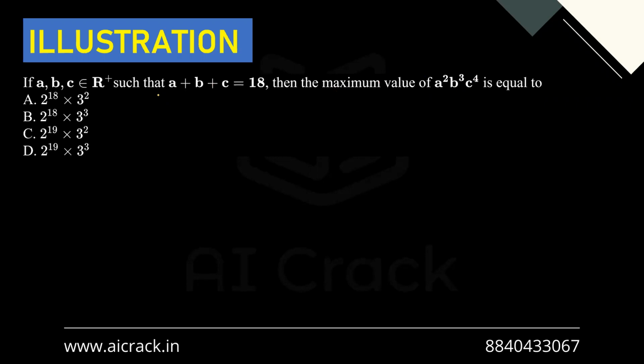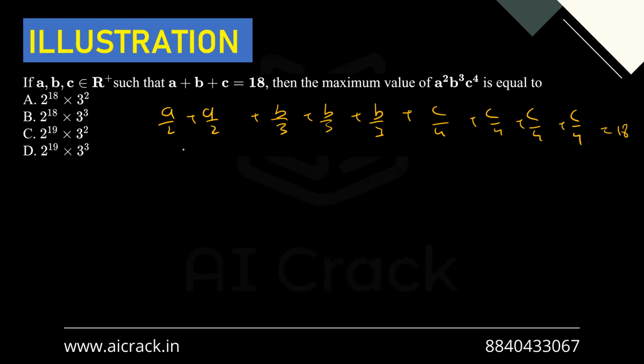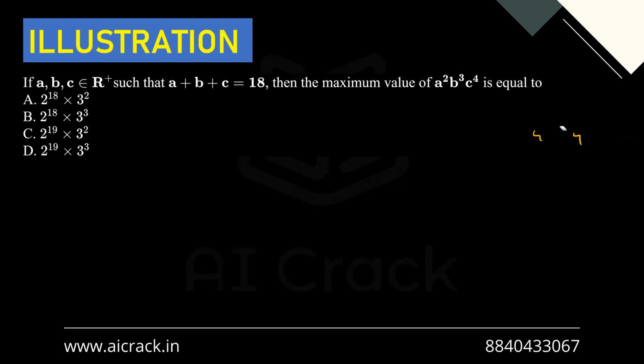So what I'll be doing, I'll be dividing A into A by 2 and A by 2, B into B by 3, B by 3 and B by 3, and C into C by 4, C by 4, C by 4 and C by 4, and adding them. That would be 18. These numbers are still positive and we can actually apply the AM-GM inequality on this. But you must be thinking why I chose to equally divide all these numbers according to the power. Why not something like A by 3 and 2A by 3? Let me demonstrate with an example.